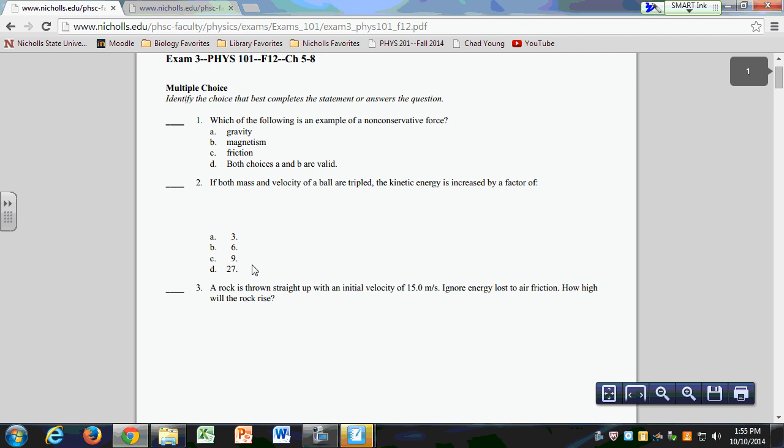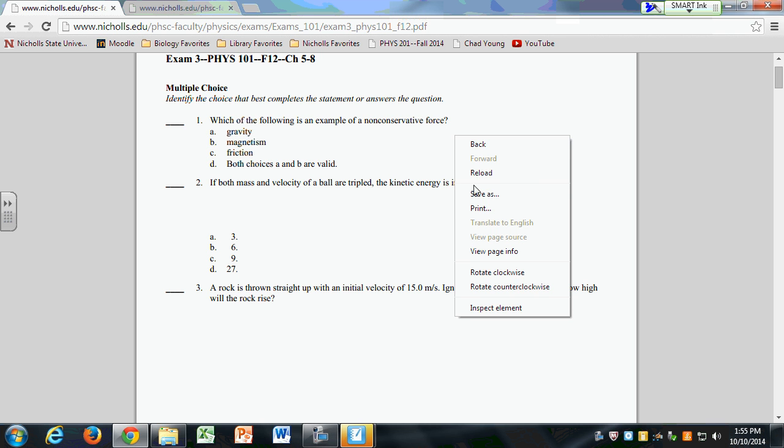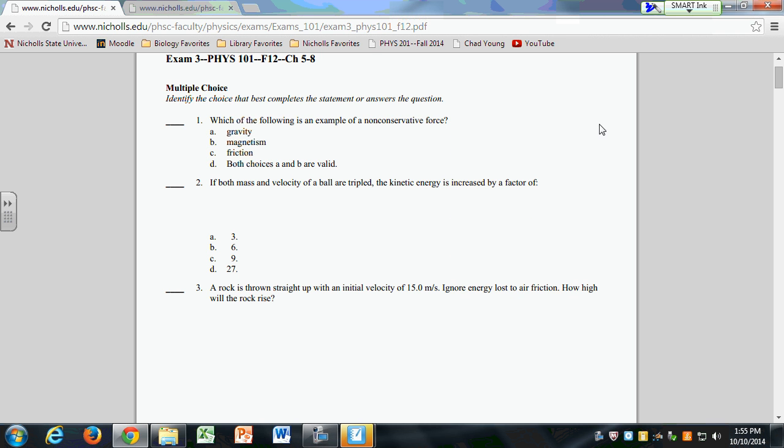Okay, how about this? If you're going to see some questions like this where I ask you, can y'all see this? The text of this? Not really. I don't think I can zoom in with this browser. But it says if both mass and velocity are tripled, so mass becomes 3m and velocity becomes 3v, I increase those both by a factor of 3. How much does the kinetic energy change? You'll see a question like this, one or two, where you just have to think about the relationships.